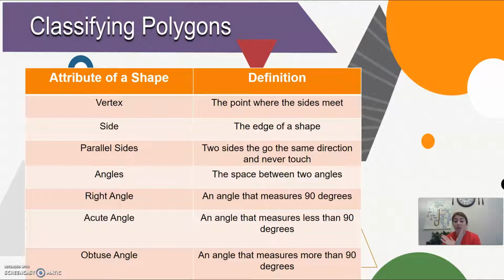Remember, a right angle is an angle that measures exactly 90 degrees. An acute angle is an angle that measures less than 90 degrees. It could be 89 degrees, it could be 72 degrees, it could be 4 degrees. It's just any angle that measures less than 90 degrees. An obtuse angle is an angle that measures more than 90 degrees. It could be 91 degrees, it could be 360 degrees. It's just more than 90 degrees.